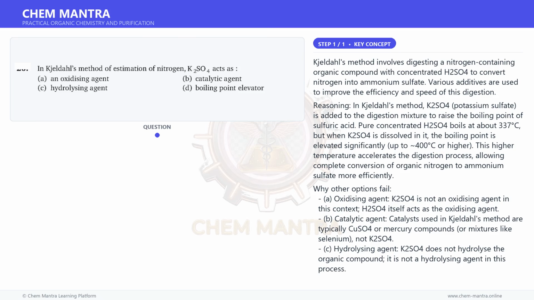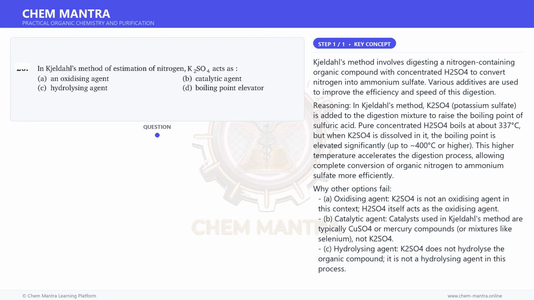Kjeldahl's method involves digesting a nitrogen-containing organic compound with concentrated H2SO4 to convert nitrogen into ammonium sulfate. Various additives are used to improve the efficiency and speed of this digestion.